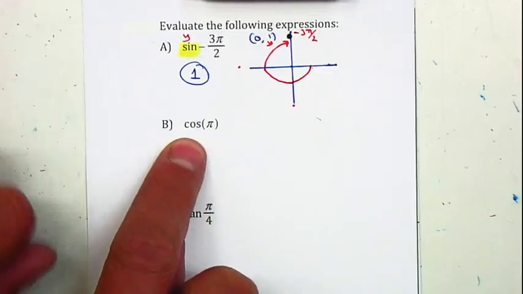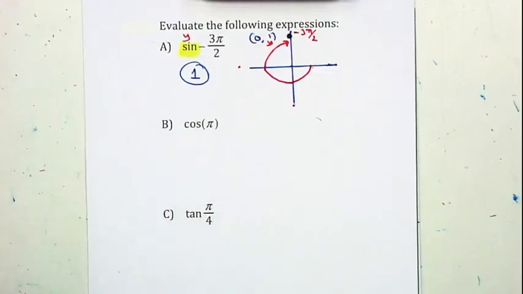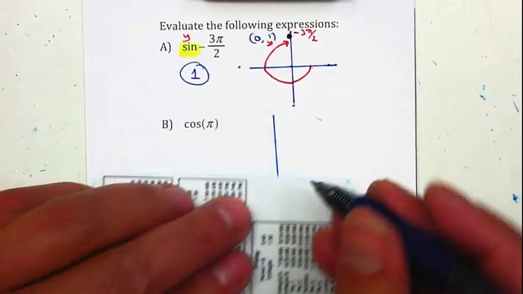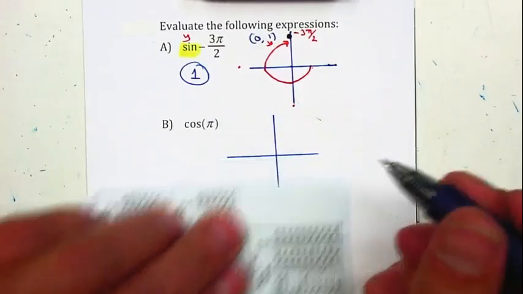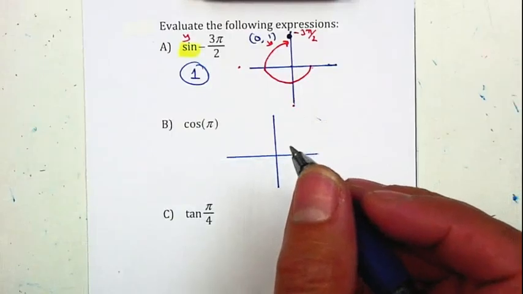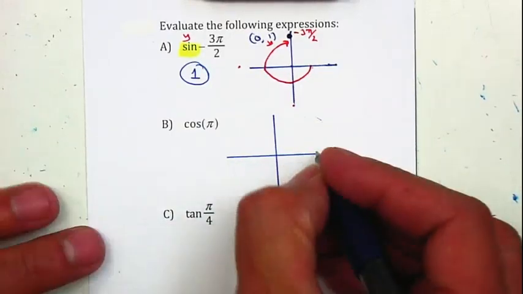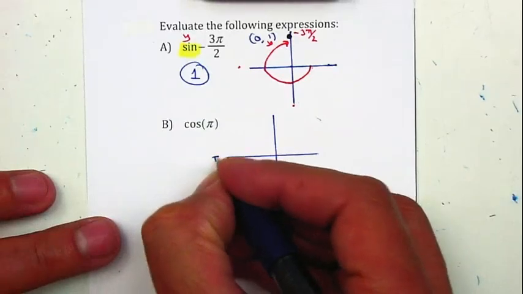Letter B, the cosine of pi. I'm going to build my x and y axis, and I need to locate where pi is at. Where does pi land? Remember, pi is equal to 180 degrees, so that's pi.